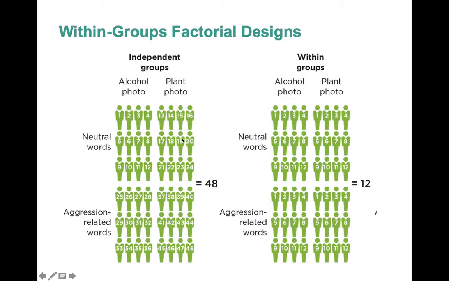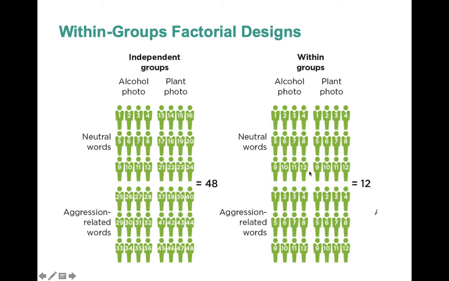In a between groups or independent groups design, if you wanted to put 12 people in each condition, you'd need 48. Within groups, those same 12 participants would be exposed to all levels of all IVs. Okay, so what you'd have is that in the 4 cells of the design, all 12 people participate in all 4 cells. So all 12 people receive both levels of the photo variable and receive all levels of the word type variable.